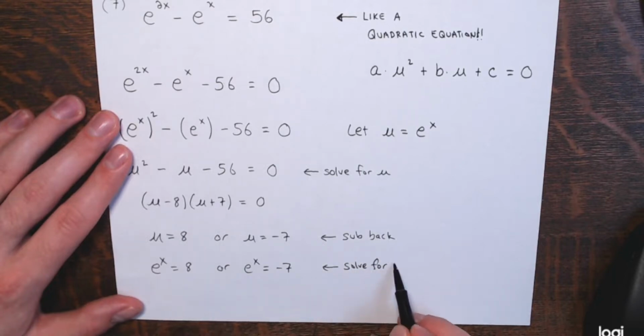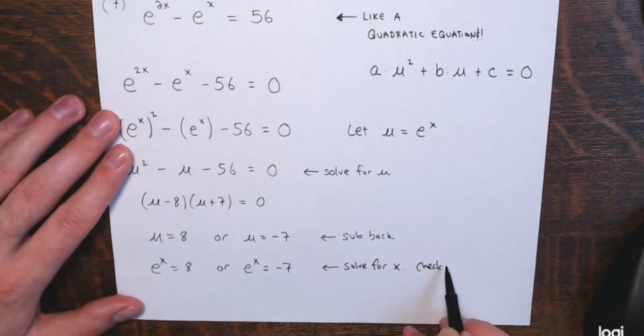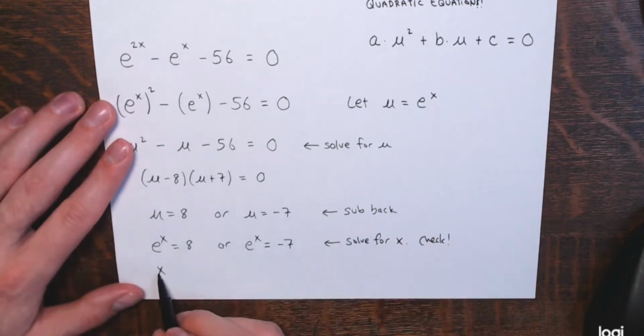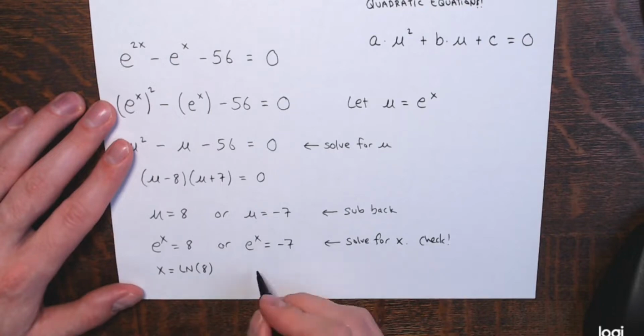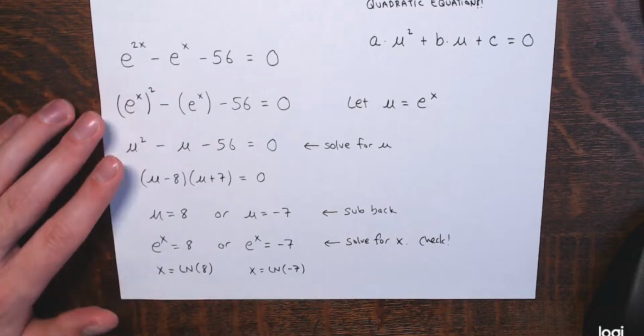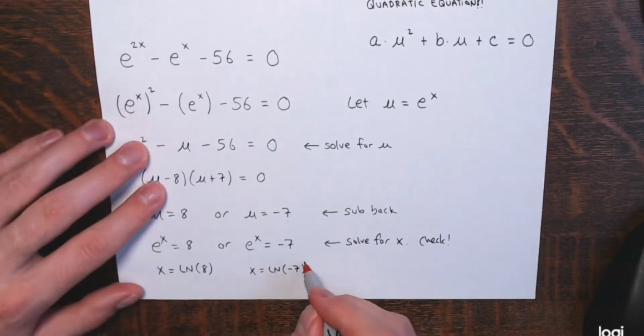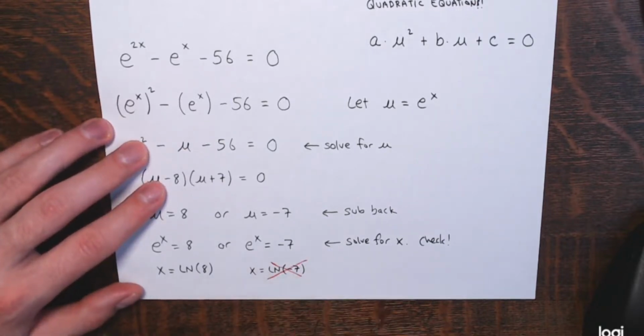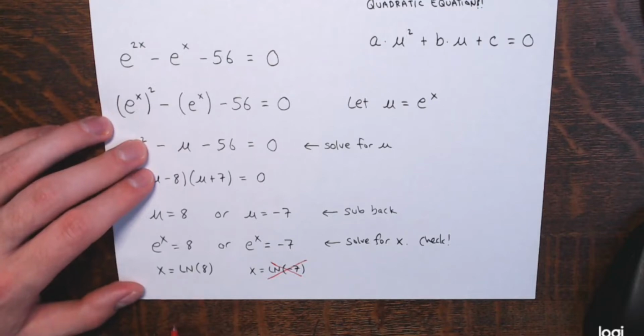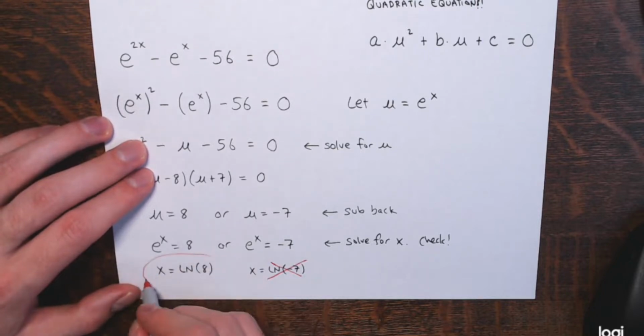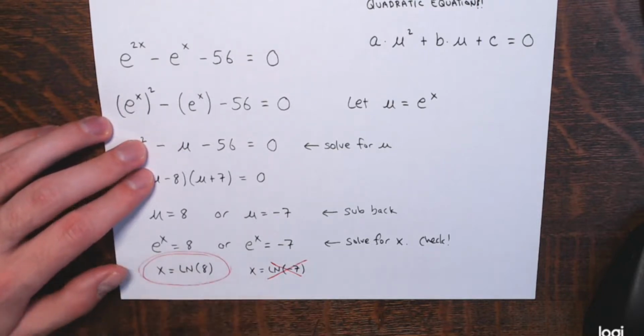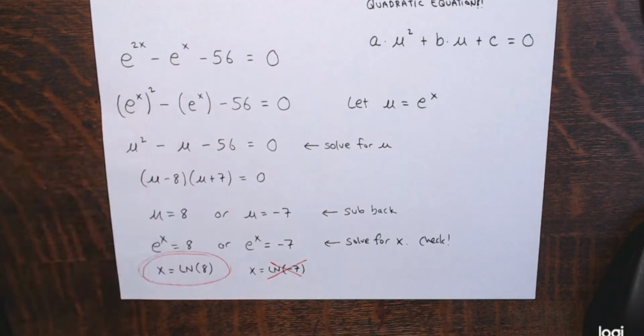Solve for x, check. So here x would be equal to the natural log of 8, right, when I change it to log form. Here x would be equal to the natural log of negative 7, but that's not good. Remember, you can't have negative numbers inside a logarithm and have the output be real. You can only have positive numbers inside your log. So the only solution that works in this equation is the natural log of 8.